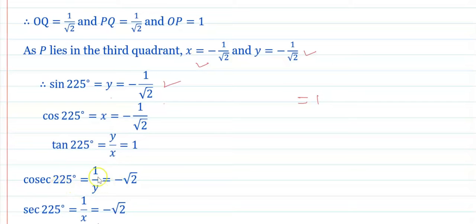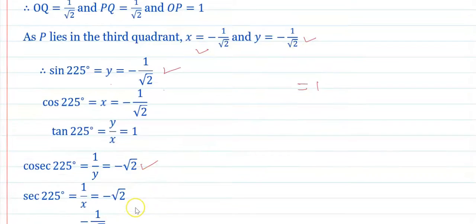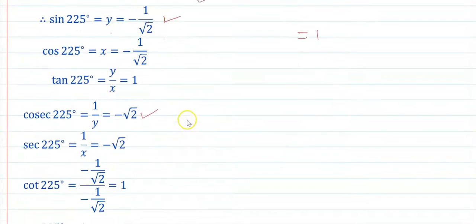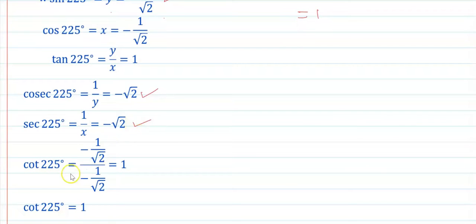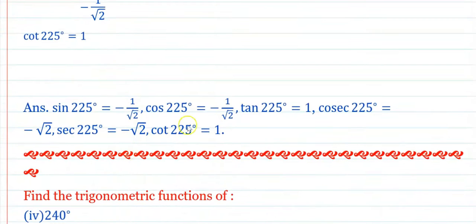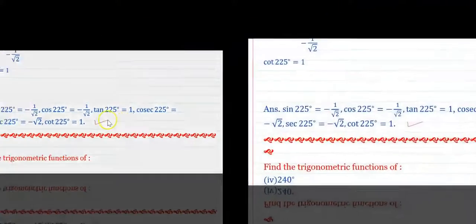Cosec 225 means 1 upon y. The y is minus 1 by root 2. Its reciprocal is minus root 2. Sec of 225 is 1 upon x. Again, x is minus 1 by root 2. Its reciprocal is minus root 2. Cot of 225 means what? x upon y. Again, x is minus 1 by root 2, y is minus 1 by root 2. You will get cot of 225 is 1. And hence, these are the values of the trigonometric functions for the angle 225.